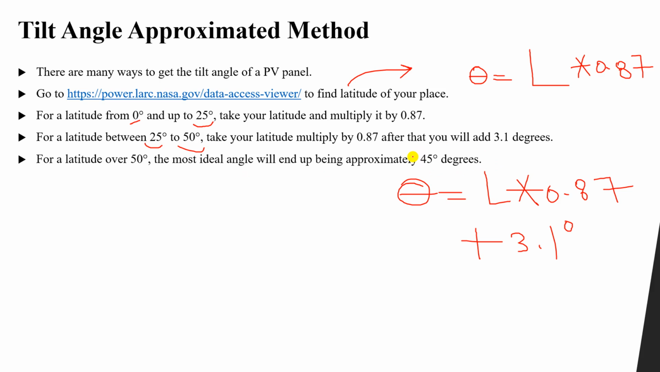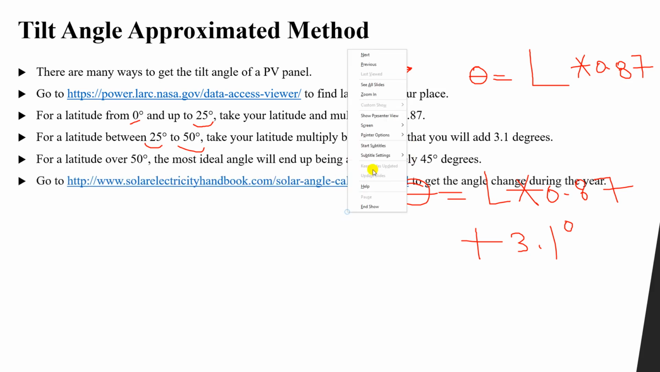Now, this method is used for fixed panels. You are saying that you are going to put the panels in a fixed position throughout the year. So these formulas will give you the best angle to install your PV panel.